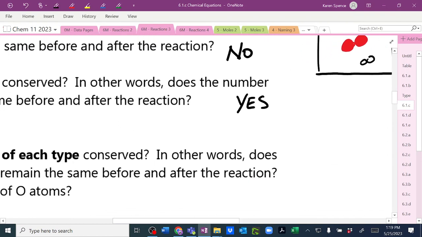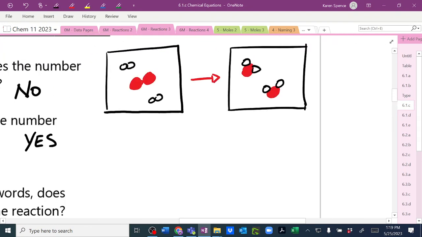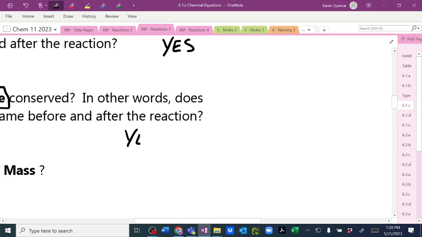And what about the next question? How about the atoms of each type? So are the oxygen atoms staying the same? Is the number of oxygen atoms staying the same? Yes. Is the number of hydrogen atoms staying the same? Probably. Well, let's count them. The hydrogens are the little white ones. 1, 2, 3, 4. And then over here we have 1, 2, 3, 4. Oh my gosh, they did. Okay. So yes, the number of atoms stay the same.